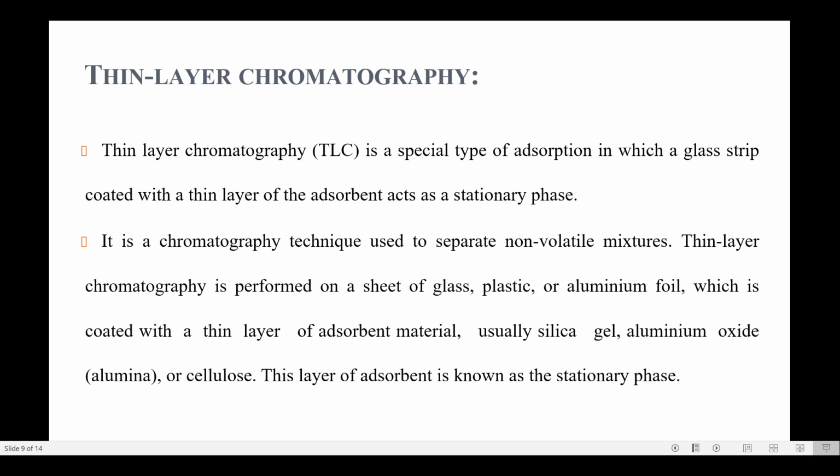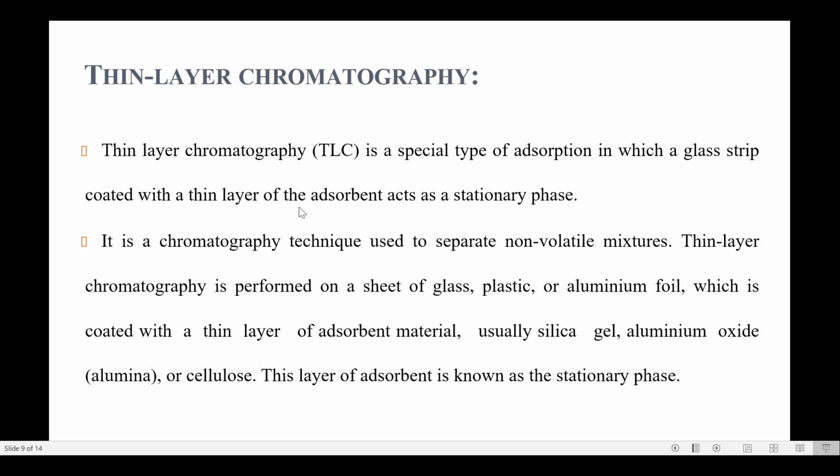Coming to another type of chromatography called thin layer chromatography, or TLC. It is a special type of adsorption chromatography in which a glass strip coated with a thin layer of the adsorbent acts as a stationary phase. Normally, this thin layer of adsorbent will be made up of silica gel.